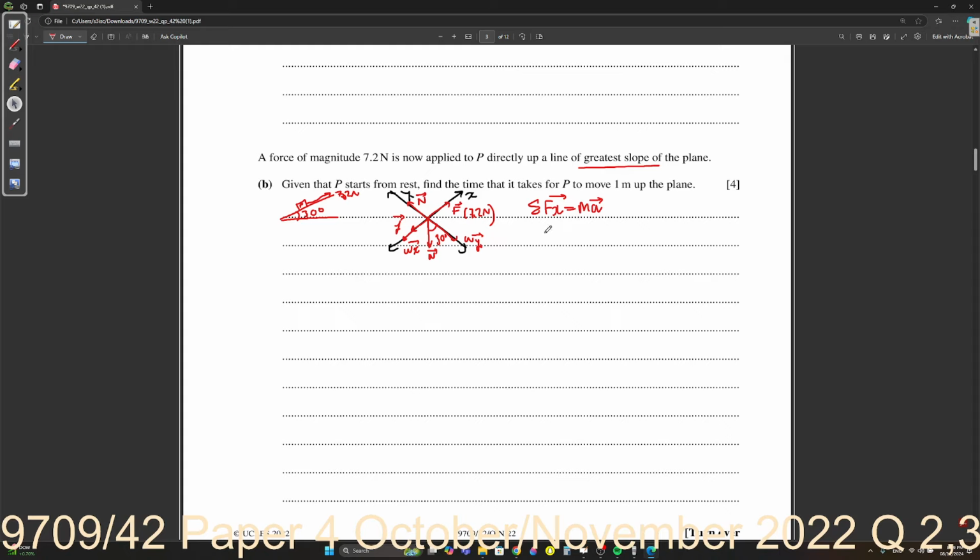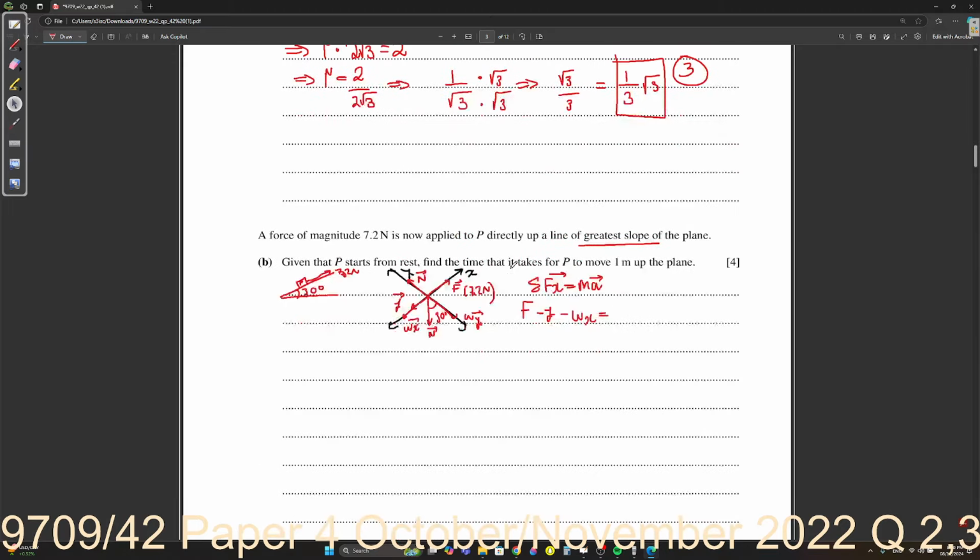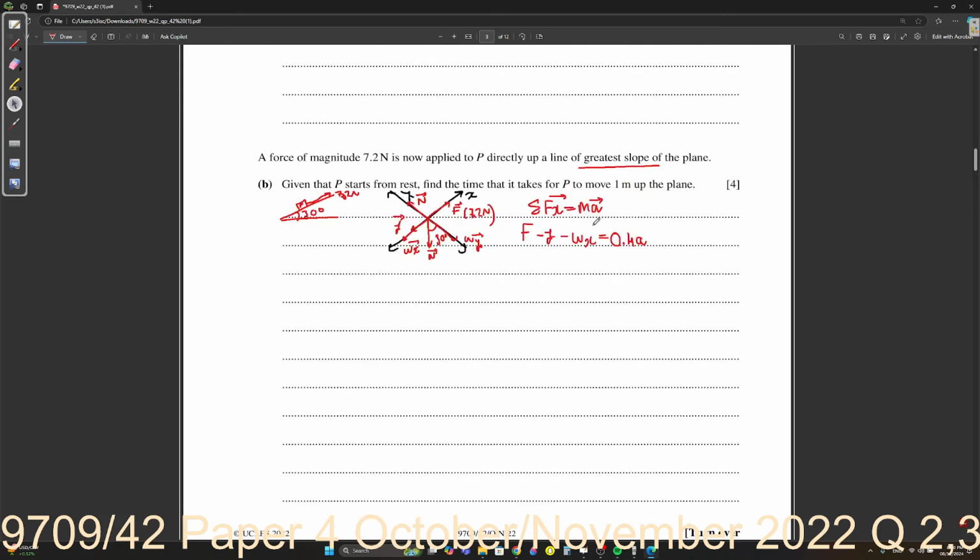Anyway, sigma Fx is equal to ma. It's obviously accelerating in the direction of F. What are my horizontal x forces? It's accelerating in the direction of F, so I'm going to write F first, right? On the other side, what do I have? F friction and wx. So F minus f minus wx is equal to the mass. Remember we said it's 0.4 kg times a, right? Okay. I'm going to move this a bit to the left because I want some space on the right.